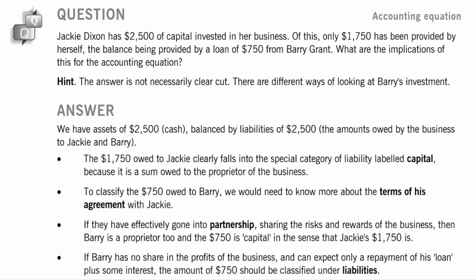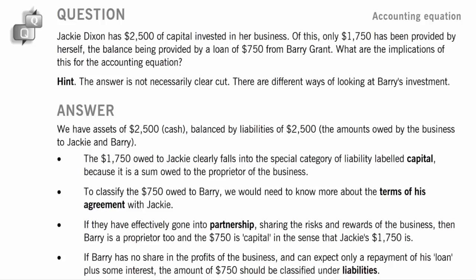Key takeaways. Let's highlight the key points from this example. 1. The accounting equation must always balance. No matter how the money is classified, the total assets of $2,500 are always equal to the total liabilities and capital. 2. Classification depends on agreements. Barry's role determines whether the $750 is classified as capital if he is a partner or a liability if he is a lender. 3. Capital is a special liability.